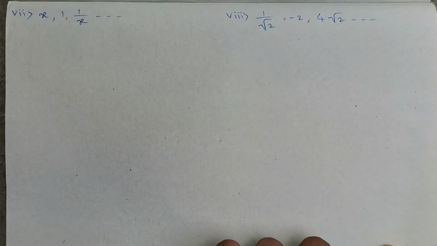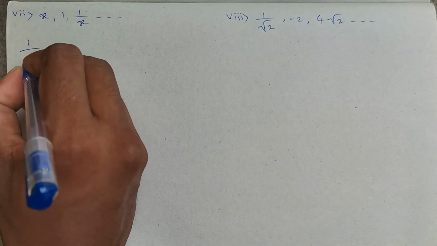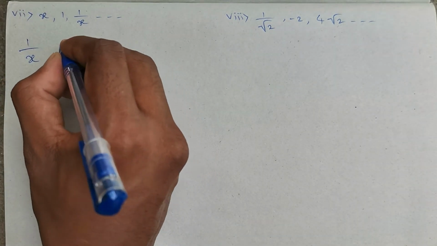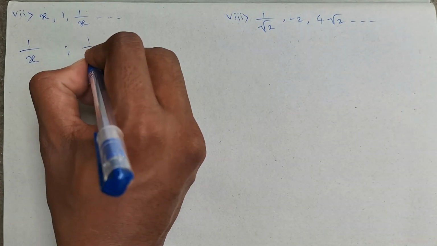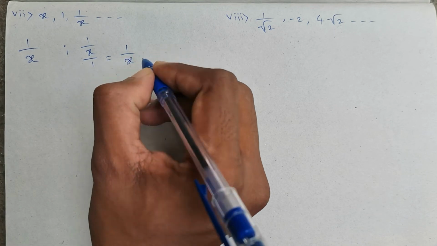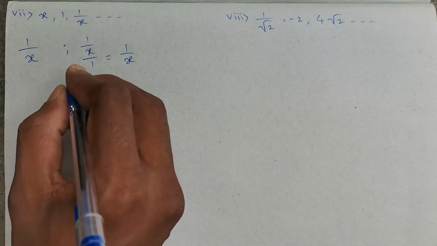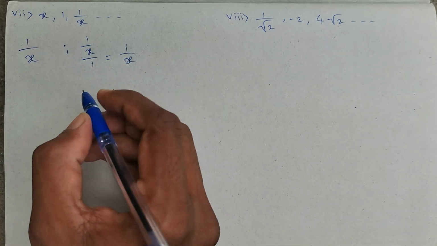The next question is x, 1 by x. The second term is 1 divided by the first term x, so 1 by x. The third term is 1 by x divided by the second term, which is 1 by x, and 1 by x divided by 1 by x is nothing but 1. So the common ratio is the same, so now it is in GP. We need to find the next three terms.